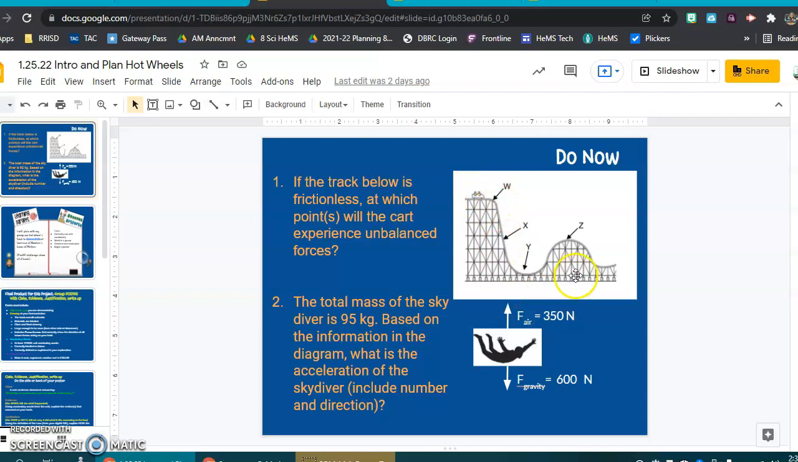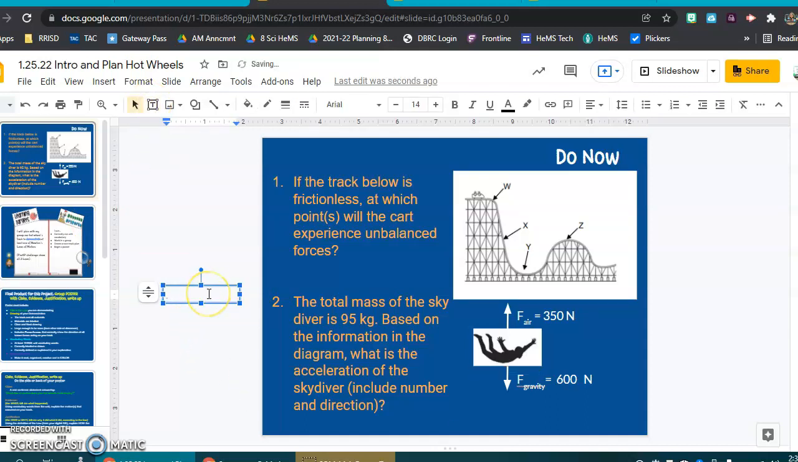All right, so let's go back to 1. Okay, now, a lot of you looked at this. I heard a lot of X's and a lot of Z's, but here at X, it will experience the unbalanced force. Up here, we still have some pretty big forces in play, and up here, same thing. So that leaves us with X.